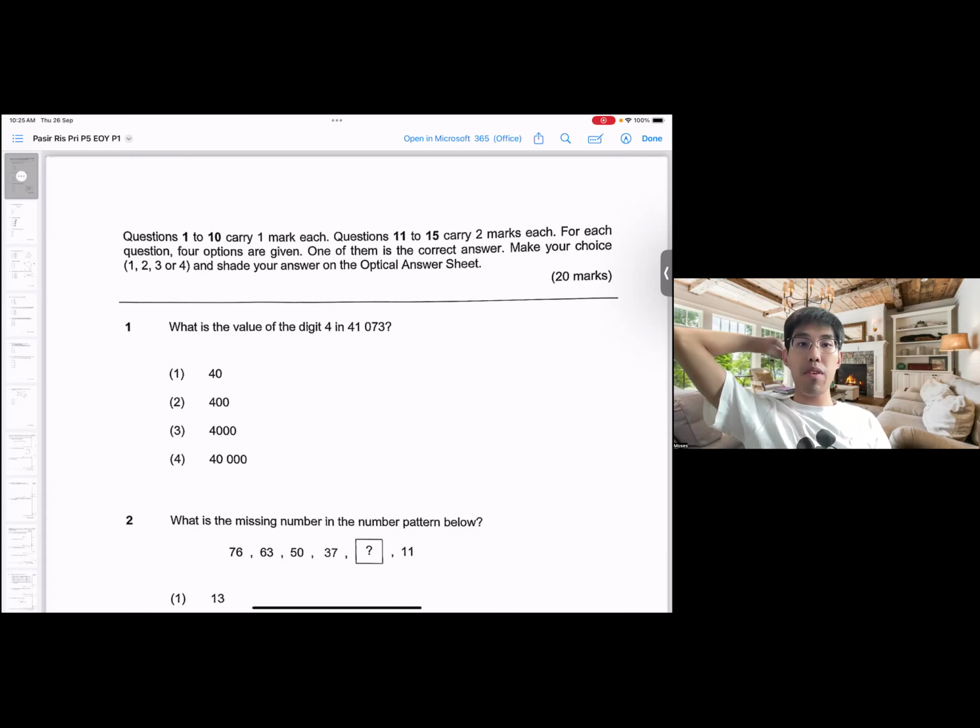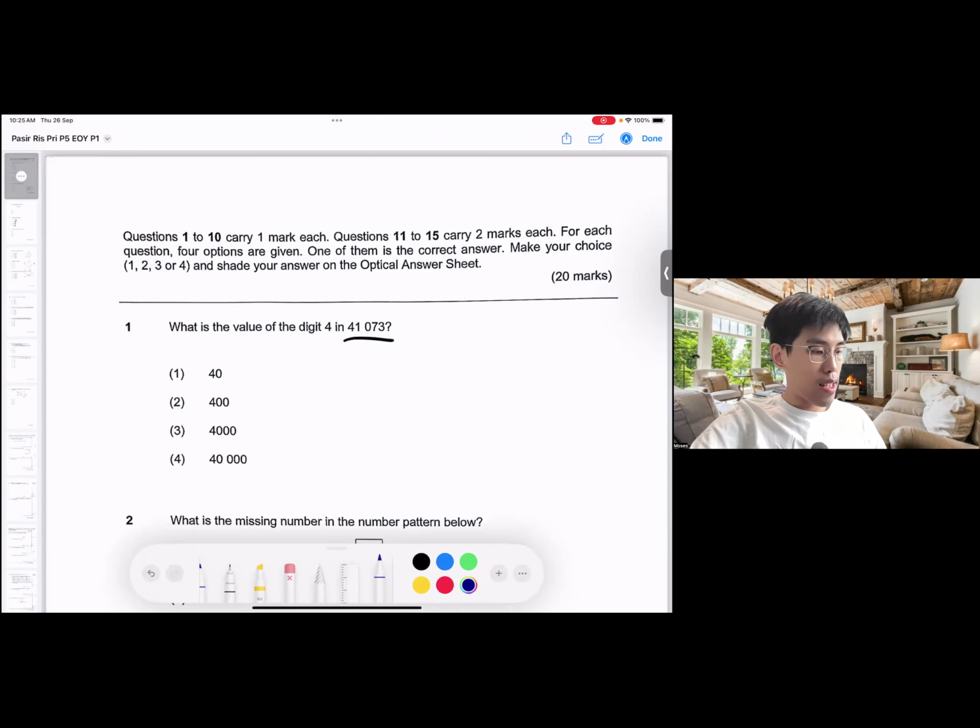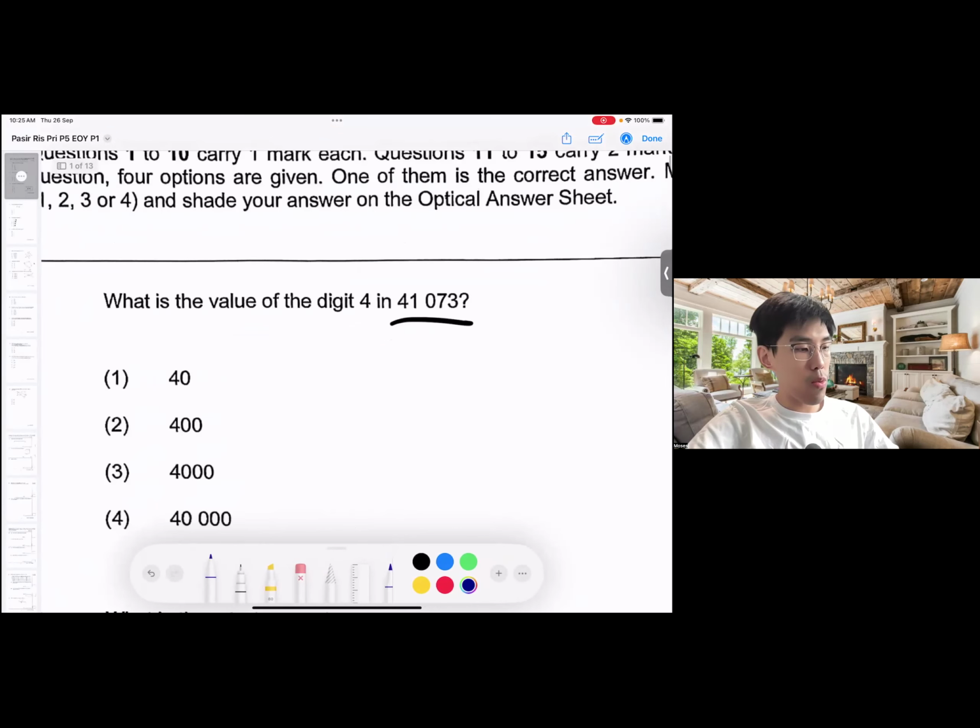Question one. What is the value of digit 4 in 41073? From here, as we read the number, it will be 41,073. So this one will obviously be 40,000. So option 4.